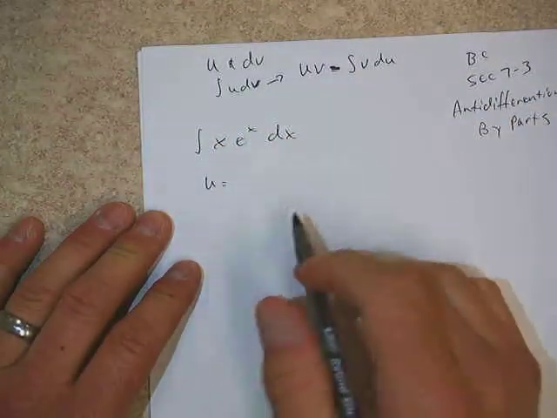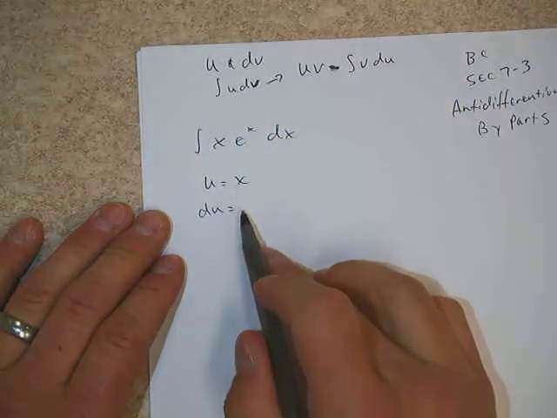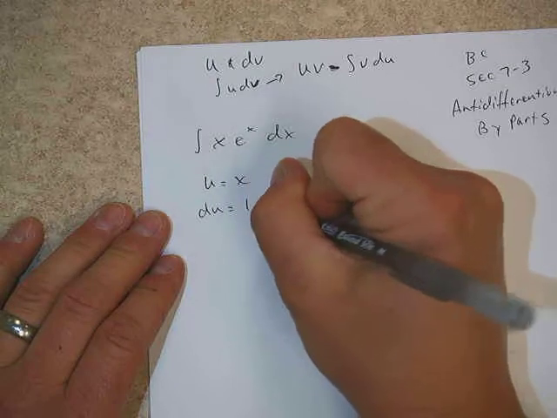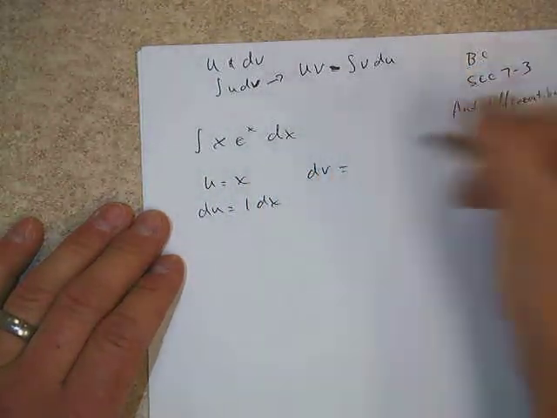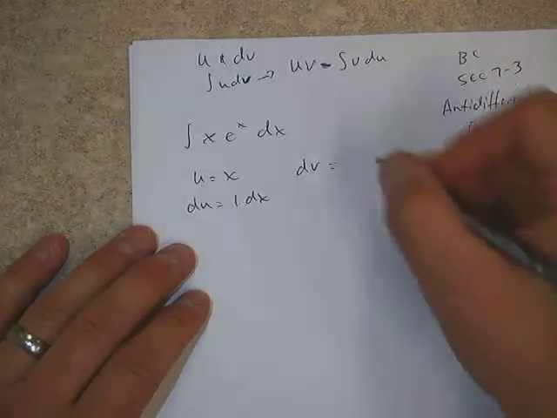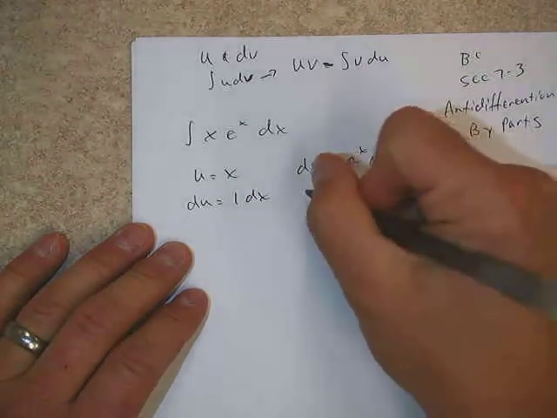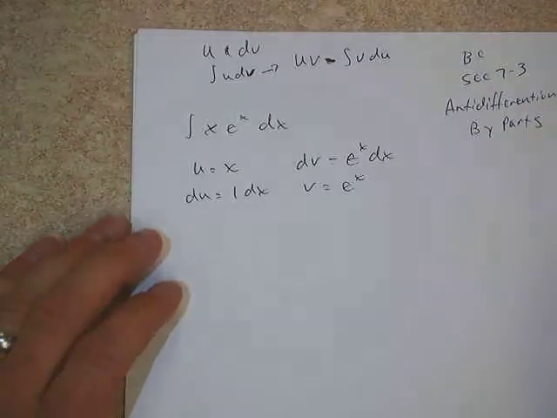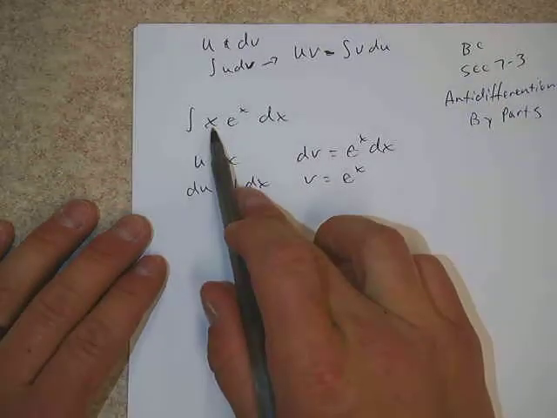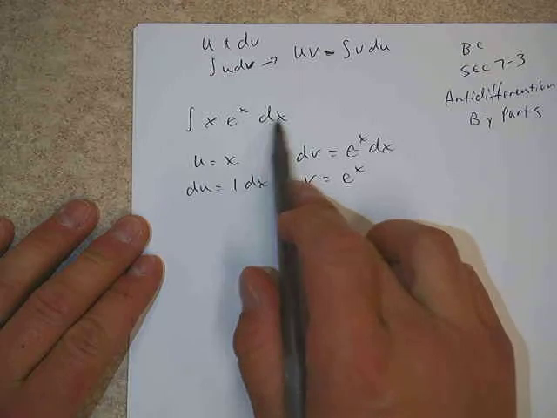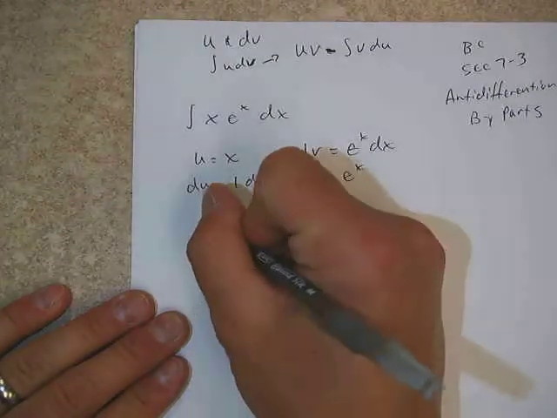So the first thing I want to do is identify what your u is going to be. What you usually want to let u be is something that you can differentiate very easily, because you're going to write down u here, and du here, which in this case would just be 1 dx. Then you want to identify a dv, which is going to be something you can anti-differentiate relatively easily. If we let dv be e to the x dx, then v, the antiderivative, is e to the x. All that works out fairly conveniently in this case, because we have a function, x, that can be differentiated easily, and e to the x dx, which can be anti-differentiated easily.